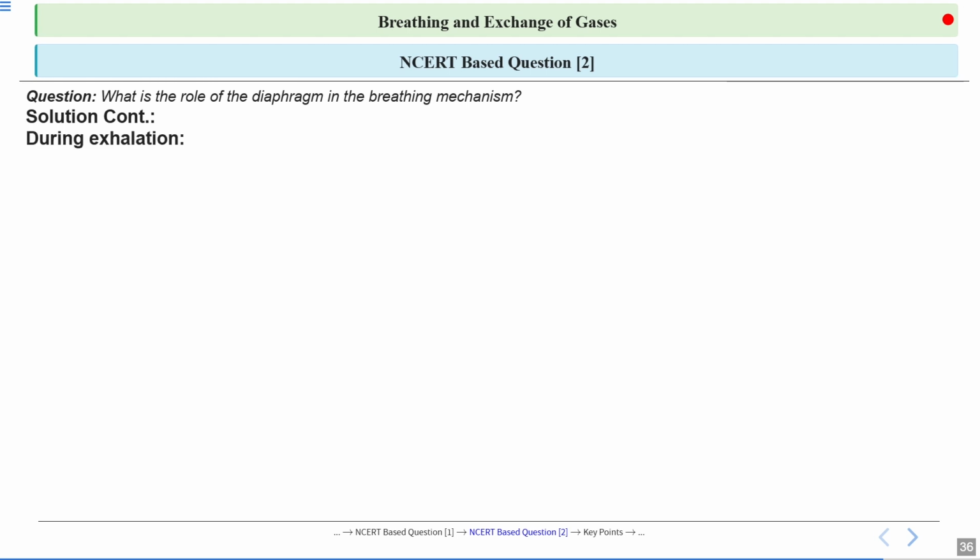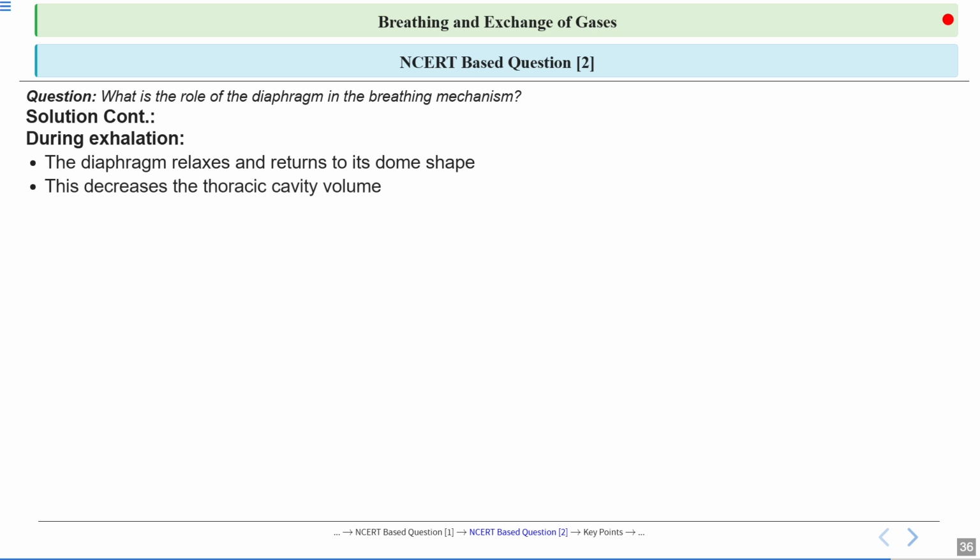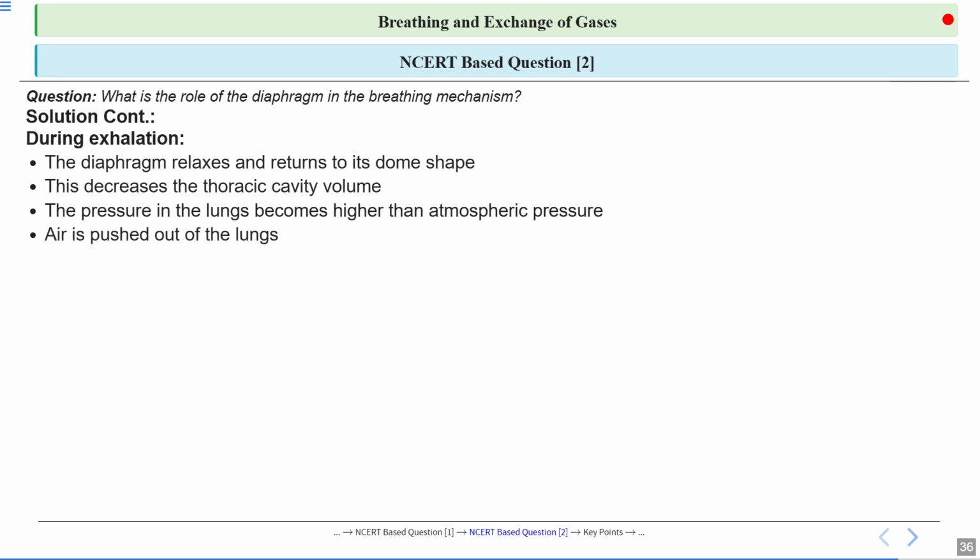Then during exhalation, what happens? The diaphragm relaxes and returns to its dome shape. Now due to this, the volume of the thoracic cavity decreases. Now the intrapulmonary pressure will increase, meaning a positive pressure is created within the lungs. Or in other words, the pressure within the lungs increases as compared to the atmospheric pressure, and this leads to exhalation of the air. So air is pushed out of the lungs as the pressure inside the lungs increases as compared to the atmospheric pressure.